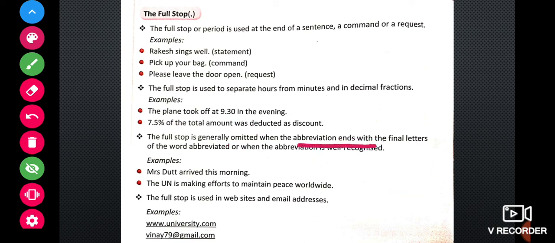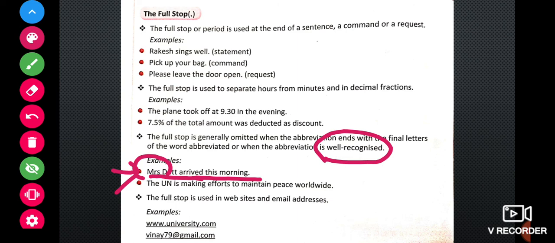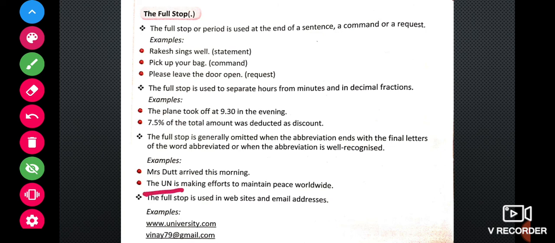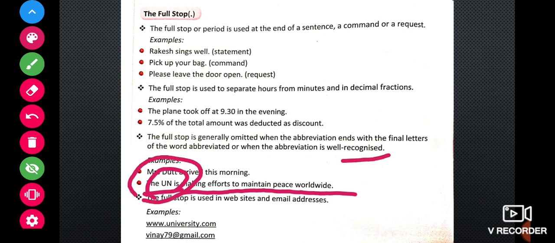And if the abbreviation ends with the final letters of the word, for example, let us look at this one. Mrs Dutt arrived this morning. Now here Mrs is a very well recognized abbreviation. So even if we don't put a full stop after Mrs, it is alright. The UN is making efforts to maintain peace worldwide. So here UN is again an abbreviation. So UN is a well recognized abbreviation also.